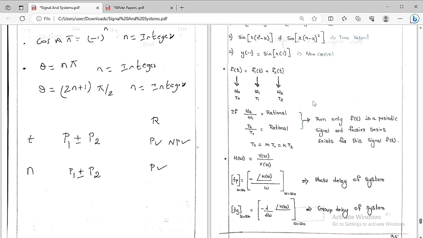So now, if omega 2 by omega 1 is a rational number, that is, a number in the format of P by Q, then we are going to get either T1 by T2 or T2 by T1 as a rational number. If omega 2 by omega 1 is rational, then definitely T2 by T1 is also rational. Then only f of t is a periodic signal and the Fourier series is going to exist for the signal f of t.